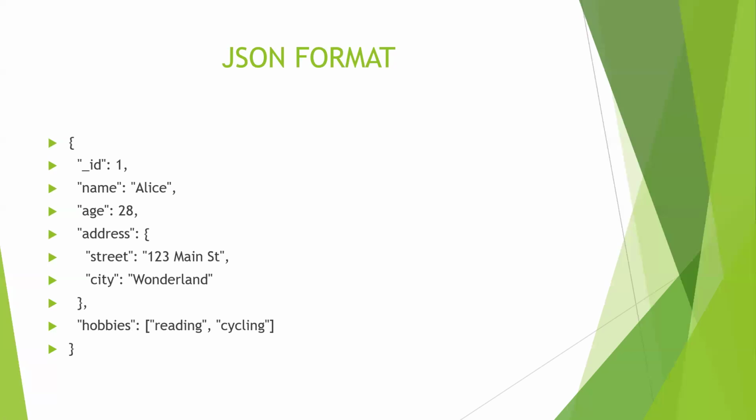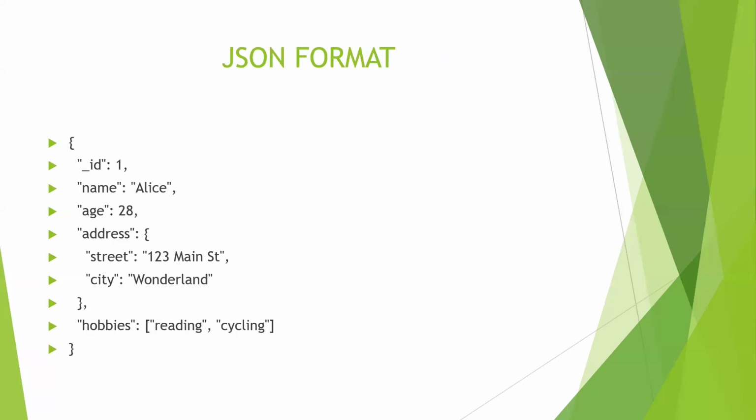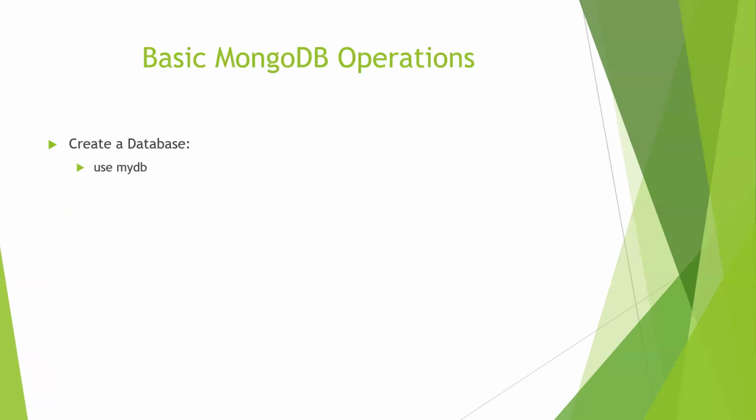Okay, so these are the curly brackets, open and close. So this is the format for it. And then I have stored one array of hobbies, which consists of two hobbies, reading and cycling. So hobbies is again a key, and the value is reading and cycling. Okay, so this is the format in which you can upload the data in MongoDB.